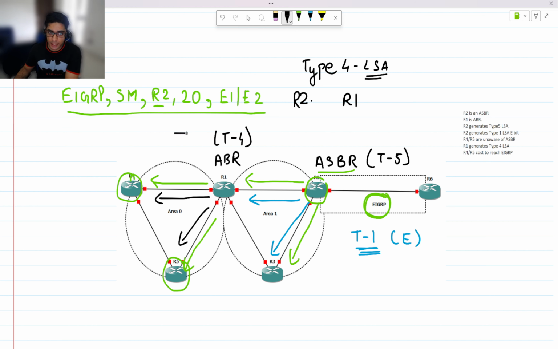ABR also generates a type 3 LSA, which we had discussed in the last video. So ABR will generate both type 3 and type 4. ASBR never generates a type 4. It always generates a type 5 LSA.